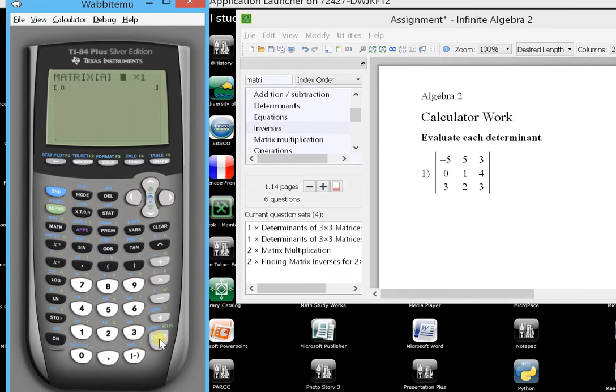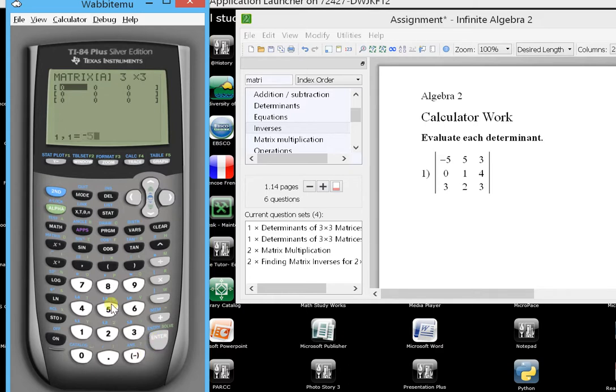So press enter. This is a 3x3, so up here these are the dimensions. So it is a 3x3 matrix. And to go to the next slot, you just press enter. Okay, that's how you go from one little entry to the next. And now let's type this in.